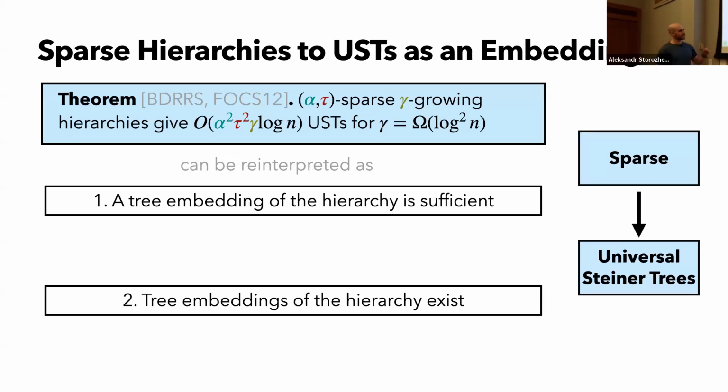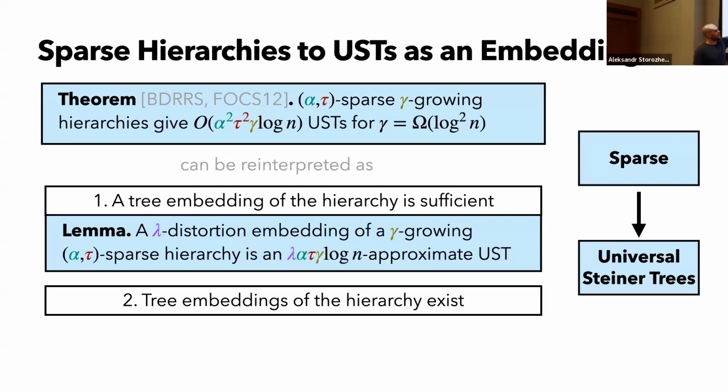Okay, so a little bit more precisely, this first point says that if you give me any lambda distortion embedding of a gamma growing alpha tau sparse hierarchy, so this is just one of these sparse partition hierarchies, if you embed that into a tree, that tree will always be a good universal Steiner tree, where the loss in the quality of the universal Steiner tree is just all the parameters smushed together with an extra log. Okay, so this is again to say a tree embedding of these sparse partition hierarchies is sufficient to come up with a universal Steiner tree.